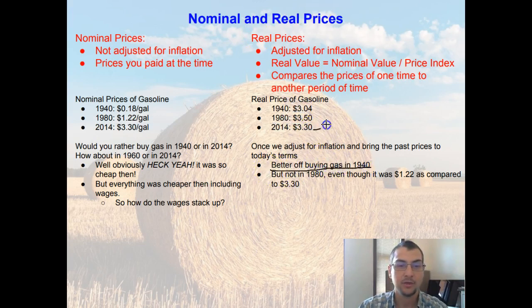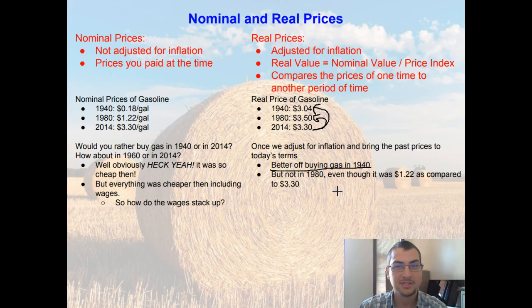So if we compare these three numbers, yes, we would have actually been better off buying gas in 1940, because once you adjusted for inflation, it was actually a little bit cheaper. But if we compare that to the 1980s, you actually see that it was more. Once we adjust for inflation, the price of gasoline comparatively was more.